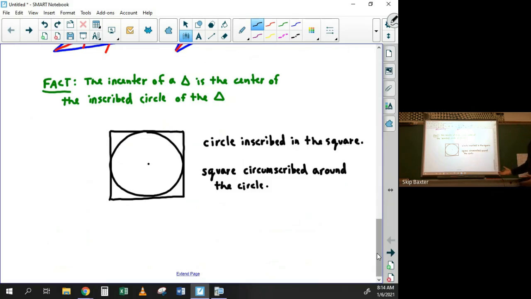It's just describing the relationship in a different way. It would be like me saying, I am Julia's father, or saying, Julia is my daughter. It's the same relationship, just described a different way, right? That's exactly like this, okay? So the incenter is the center of the inscribed circle, and the circumcenter is the center of the circumscribed circle.